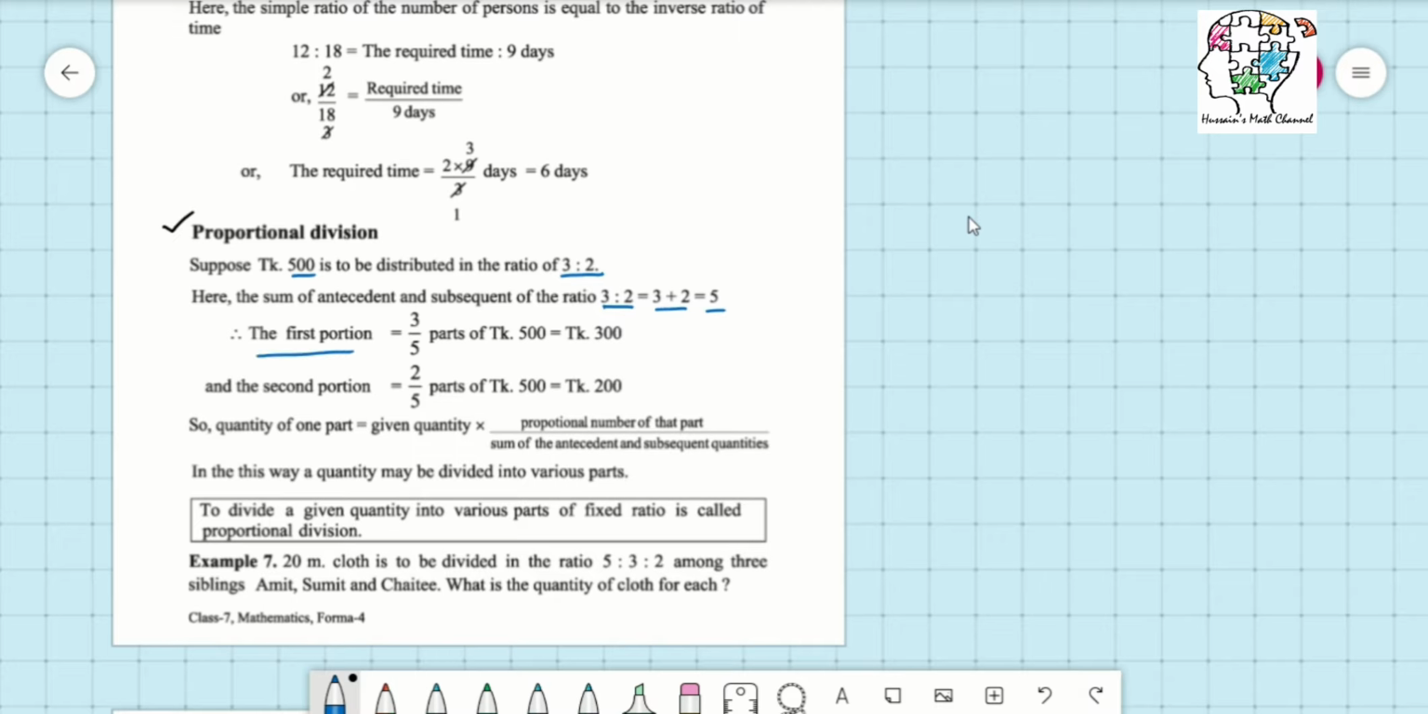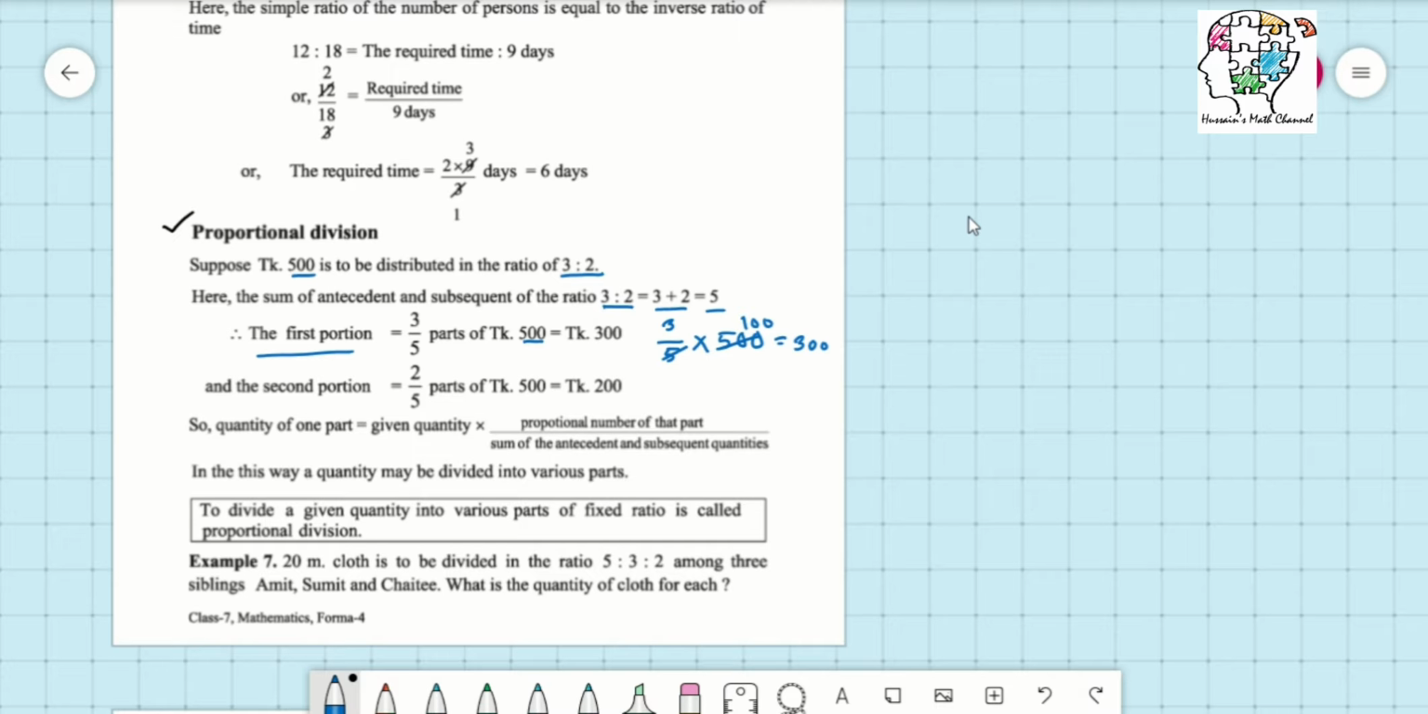Then the first portion will be the antecedent divided by total parts, of taka 500. That means the first proportion is 3 and the total, the summation of antecedent and subsequent, is 5, and we will multiply this with the total amount of money which will be distributed. Then if we calculate, 5 times 100 is 500, and then 100 times 3 will be 300. So the first portion will be 300, and if we subtract the first portion from the total money, we will get the second portion.